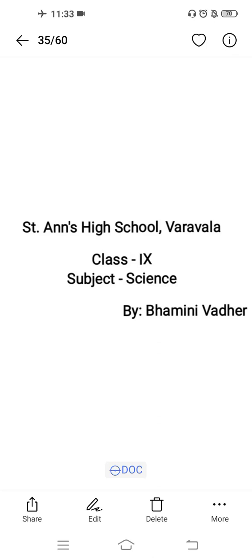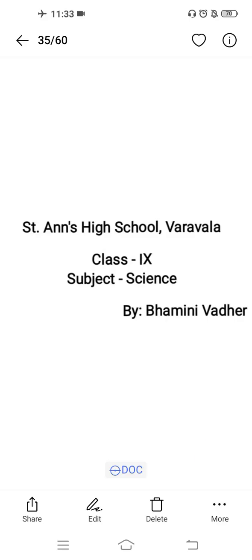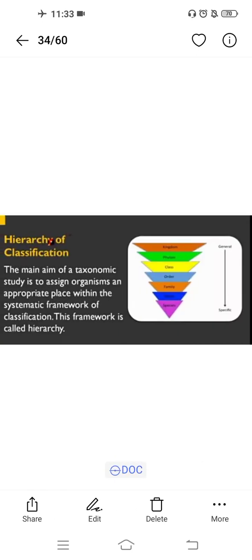Hello students, today we are going to study the next topic of science chapter number 7, that is hierarchy of classification. The main aim of a taxonomic study is to assign organisms an appropriate place within the systematic framework of classification. This framework is called hierarchy.